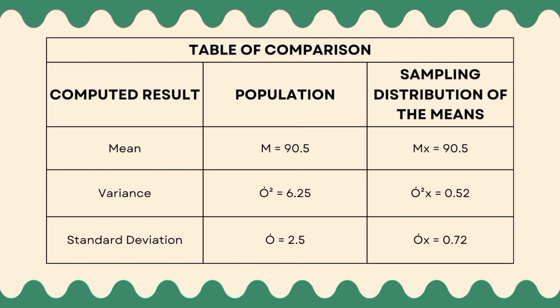Now we have the table of comparison. In the first column, we have the computed result, second, population, and in the third, we have the sampling distribution of the means. We have the population mean of 90.5. We also have the population variance of 6.25 and population standard deviation of 2.5. We also have the mean of the sampling distribution of the sampling mean is 90.5 and the variance of the sampling distribution of the sampling means is 0.52 and the standard deviation of the sampling distribution of the sampling means is 0.72.